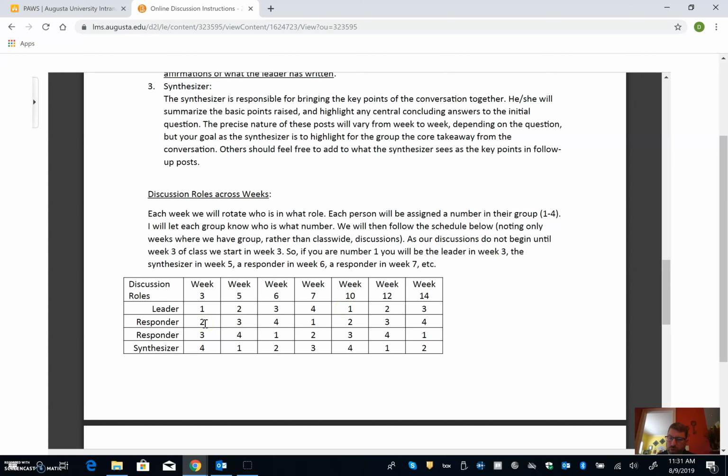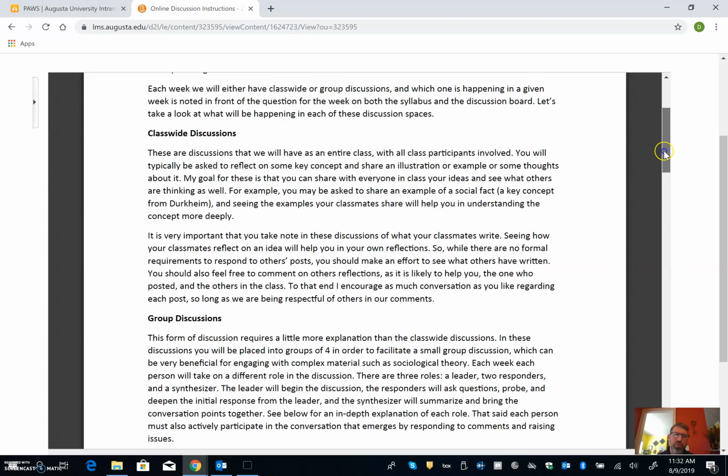If you're number 2 in the group, week 3, you're going to be the responder. Week 5, you'll be the leader. Week 6, you'll be the synthesizer. Week 7, you'll be a responder again, etc. So I hope this gives you a basic understanding of how I've structured these groups, as well as what it is that you're going to be doing in the groups.